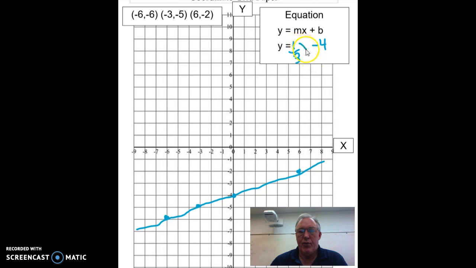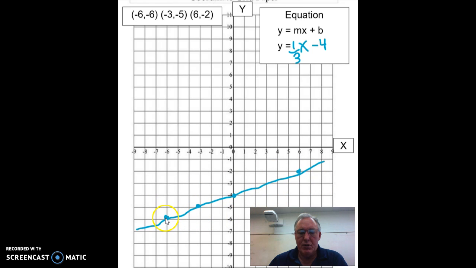What's missing now from the formula? x. Alright, just to review, we took these coordinates, we plotted them, we drew a line, we determined where the line crossed the y-axis, and we used 2 points to determine what is the rise over run, or the slope of the entire line.